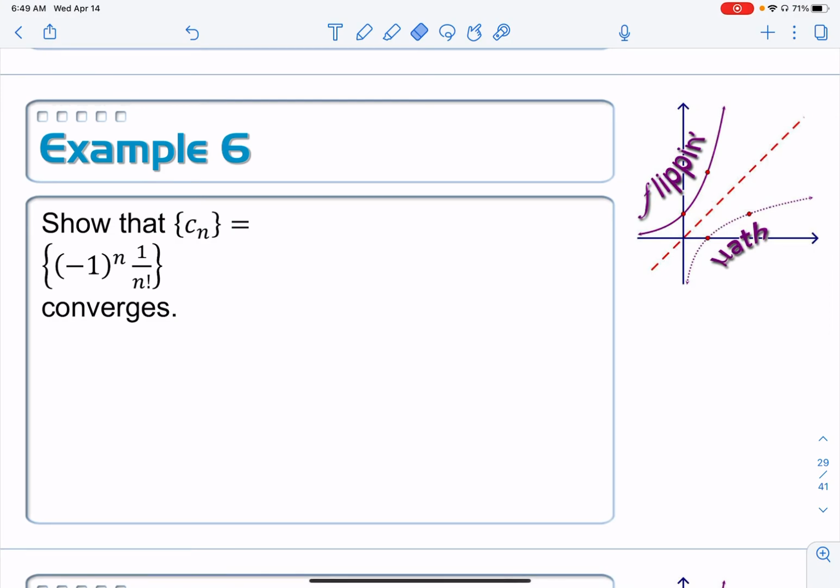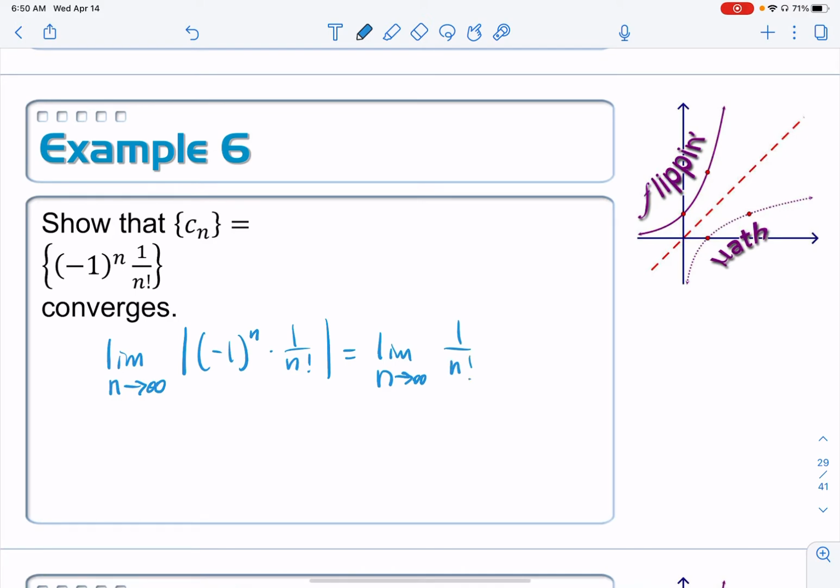I am going to take the limit as n approaches infinity of the absolute value of -1 to the nth power times 1 over n factorial. Okay, so this n right here is a positive number. So this term right here is already positive. The only thing that is potentially negative is the alternator right here. And when I take the absolute value, it negates this whole thing. It gets rid of it completely. So this becomes the limit as n approaches infinity of just 1 over n factorial.